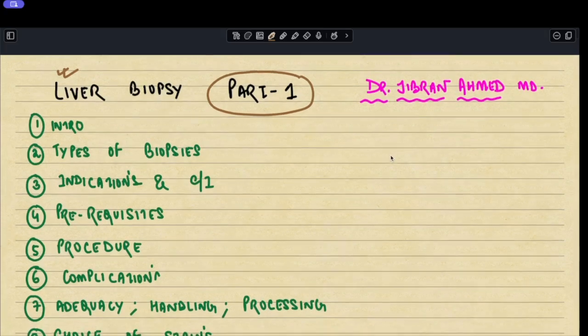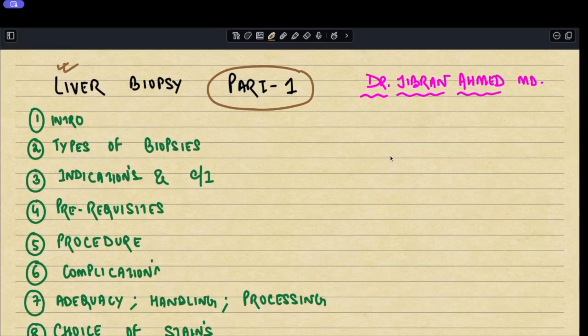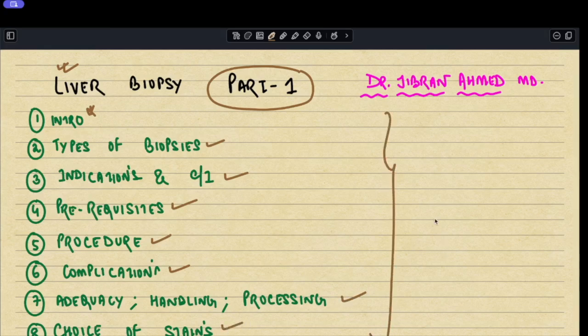So in today's topic of discussion, we are going to discuss part 1 of liver biopsy, wherein we are going to discuss the basic introduction, the types of biopsies, the indications and the contraindications, what are the prerequisites, how the procedure is carried out, what are the common complications faced, what is the adequacy, handling and processing of liver biopsy, and the choice of stains. So all these will be discussed in detail today, okay? So please pay a lot of attention, very important from your exam point of view. In part 2, the next session, we are mainly going to discuss the basic interpretation of liver biopsy in general, okay? So without wasting any time, let us begin today's topic of discussion, that is liver biopsy part 1.